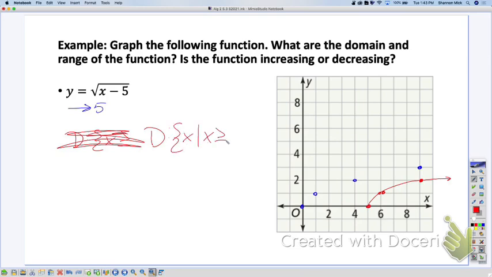Anybody still doing interval notation for this? Has everybody graduated to interval? What is interval notation of this? Anybody? [5, infinity). Why is it a bracket? Because it can equal. It's a solid point because it can equal. And where does it stop? Infinity. And why is that a parenthesis? Because it can't ever get to infinity.